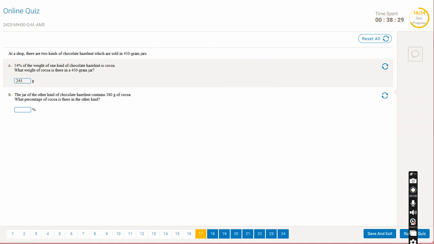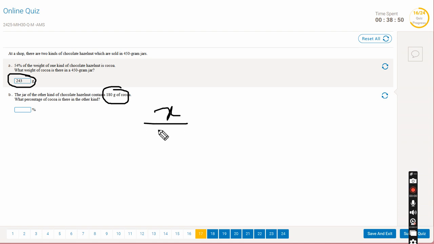The next one, the jar of the other kind of chocolate hazelnut contains 180 grams of cocoa. What percentage of cocoa is there in the other kind? So what are they saying here now? That the jar of the other kind has 180 grams. How many did we have here? 243. This jar has 180. What percentage? Now we're going backwards. So they want to know how much percentage that is.